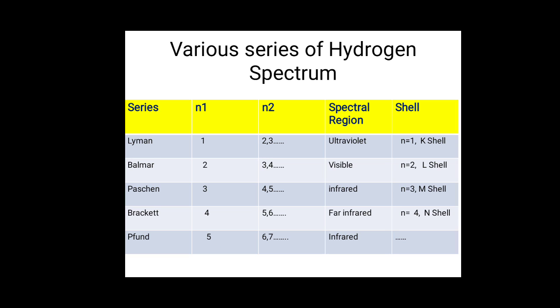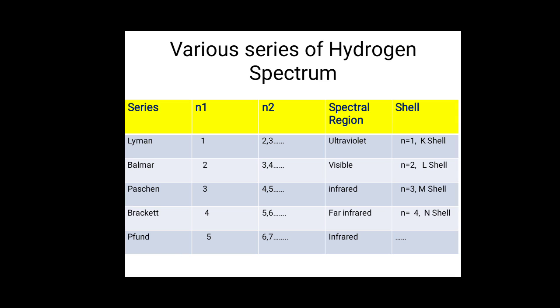The various series of the hydrogen spectrum are the Lyman series, Balmer series, Paschen series, Brackett series and Pfund series. And there is the spectral region. For the Lyman series, the spectral region is ultraviolet, the Balmer series is in the visible region, the Paschen series is in the infrared, the Brackett series is in the far infrared, and the Pfund series is also in the infrared region.